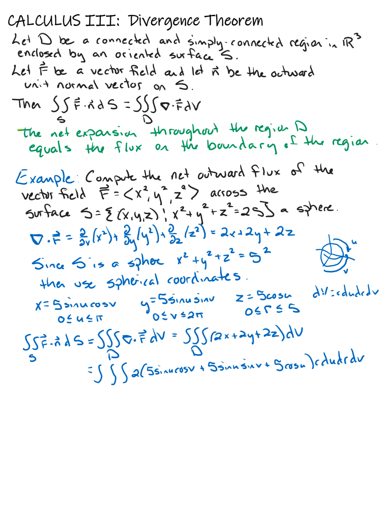So looking at it in this order, we can see the order that I want to write those limits of integration. U will be the inside, the first one, r will be the second one, and v will be the third one. So we'll work from the inside out. U goes from 0 to pi, r goes from 0 to 5, and v goes from 0 to 2 pi.